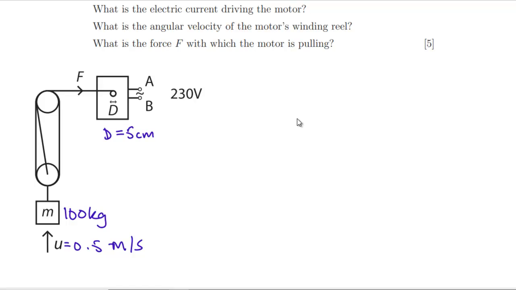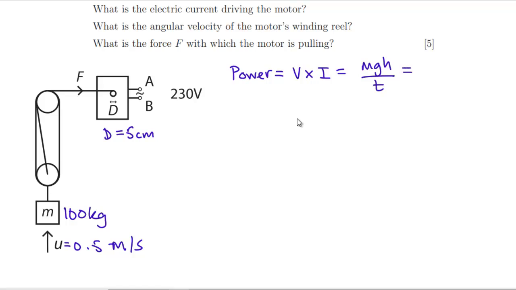Right, so that's good. What is the electric current driving the motor? So the power is going to be the volts times the amps, which is going to be equal to how quickly this thing is being raised up. So what is the work we're doing here every second? We're doing mgh over t. Well, we'll take t as being 1.